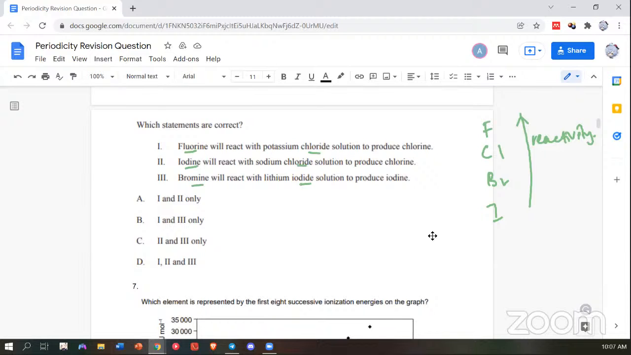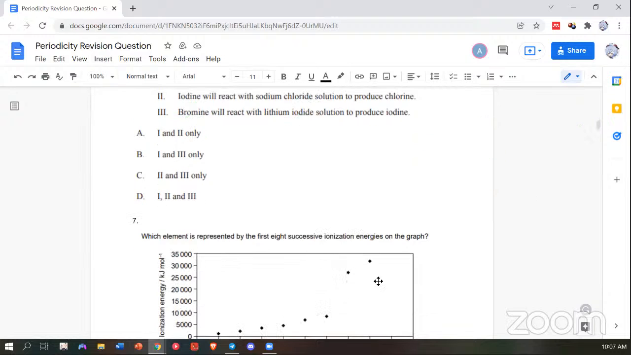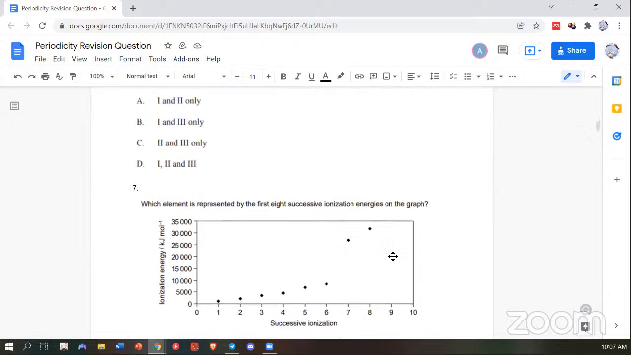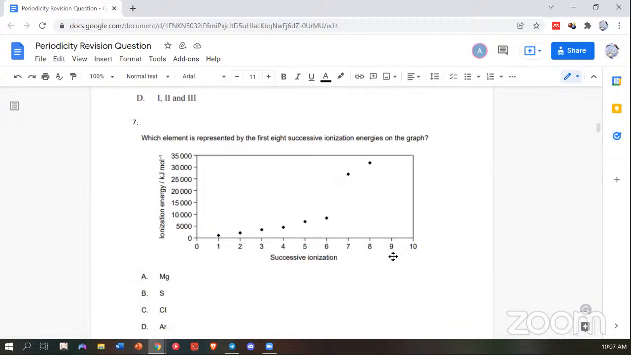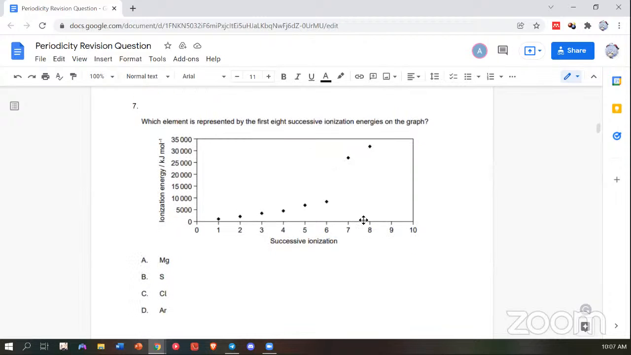Okay. 7. It's okay. Which element is represented by the first 8 successive ionization energies on the graph? Okay, straight away this easy question. Straight away tengok 6. So there's a big jump from 6 to 7. So definitely our element here is in the 6 group. Apa tu? Apa ni nama dia?